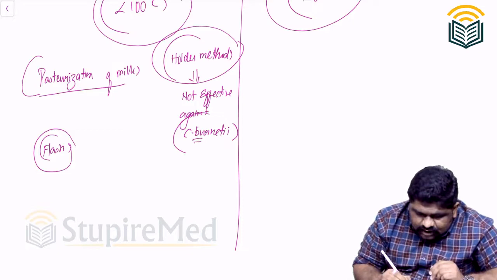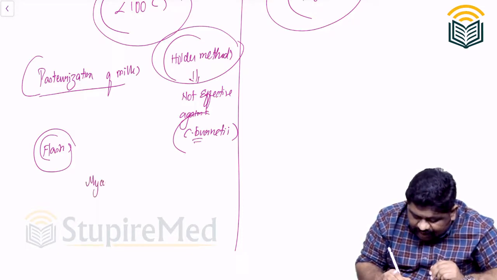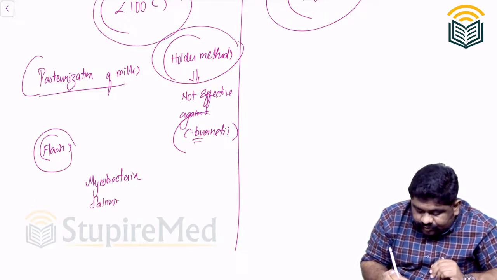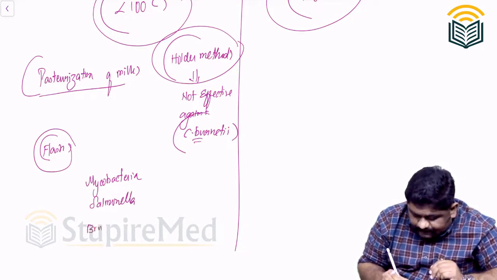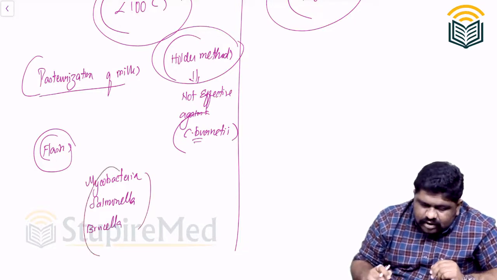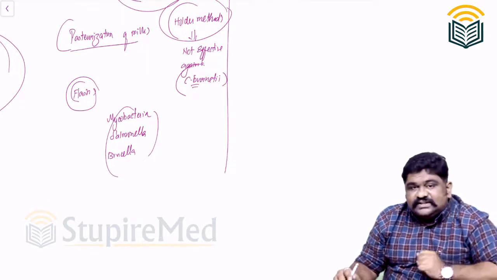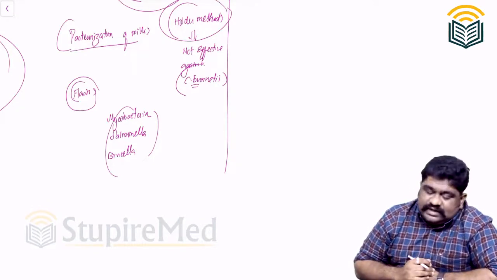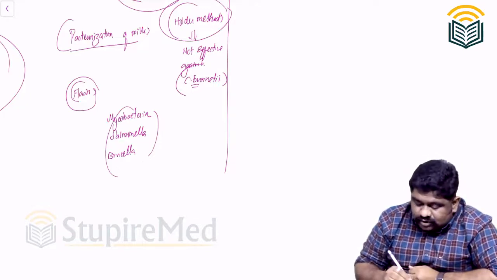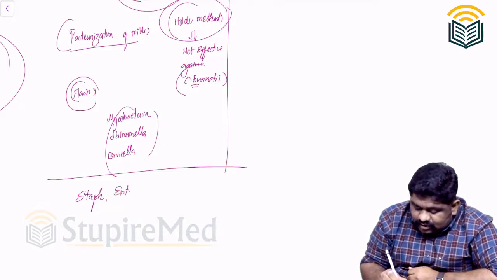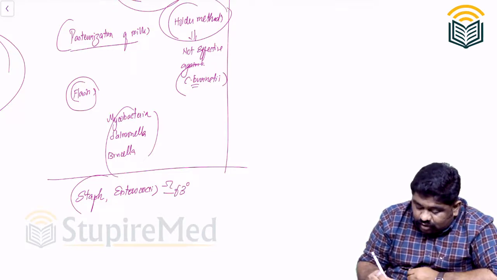This flash method can be helpful for destroying Mycobacteria, Salmonella, Brucella. And remember, you will require 63 degrees Celsius for 60 minutes if you want to destroy Staphylococcus aureus or Enterococcus faecalis, because they are tougher organisms. So in the case of staph or enterococci, you have to maintain approximately 63 degrees for 1 hour if you want to have an effect on these organisms.